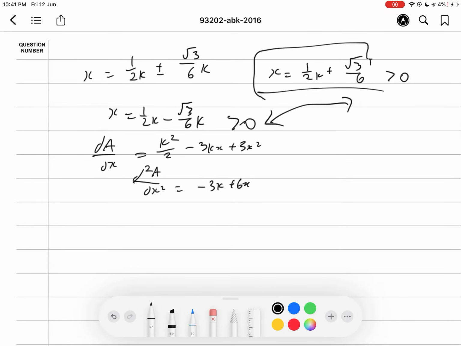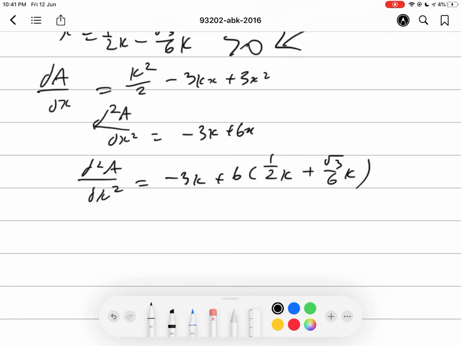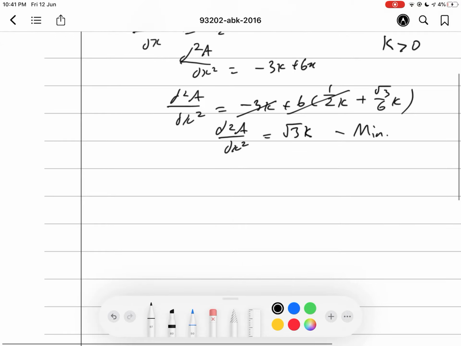Alright, so let's test this value first. Let's test x equals 1 over 2k plus root 3 over 6k. So d squared A over dx squared equals negative 3k plus 6 times 1 over 2k plus root 3 over 6k. Negative 3k and positive 3k cancel out. So what you're left with is d squared A over dx squared equals root 3 k. We know that k is definitely greater than 0, so this is going to be the minimum turning point.